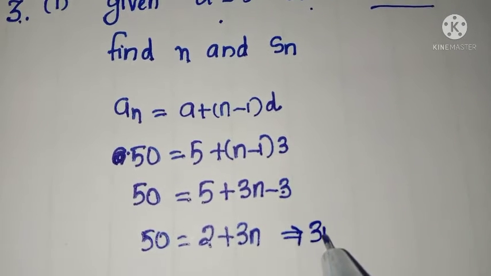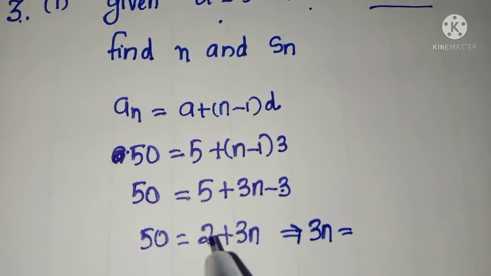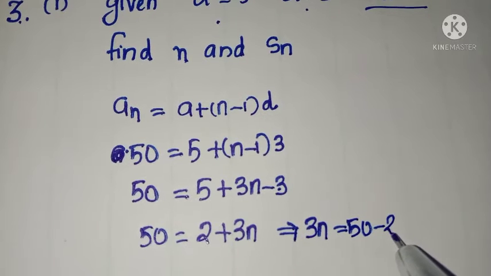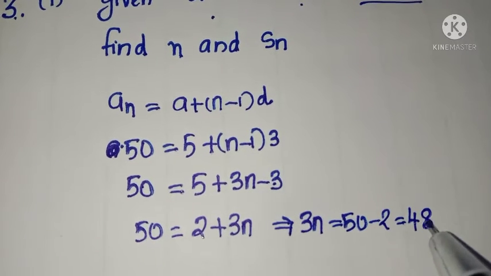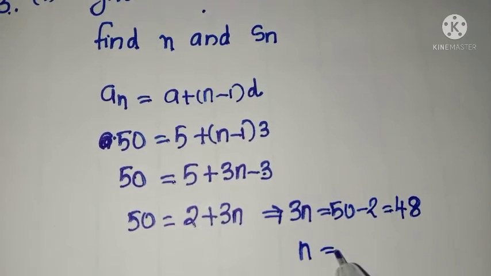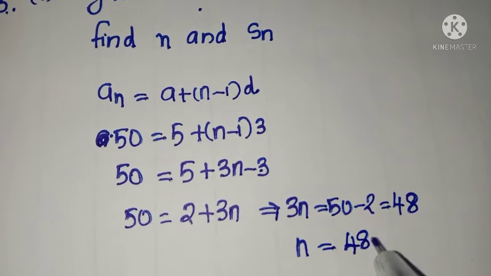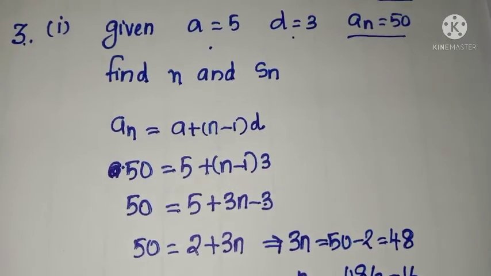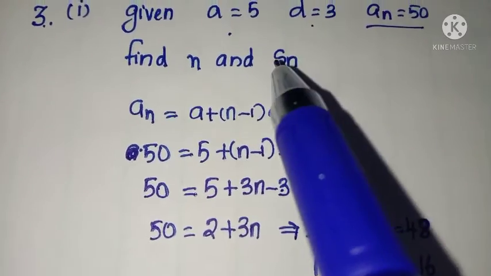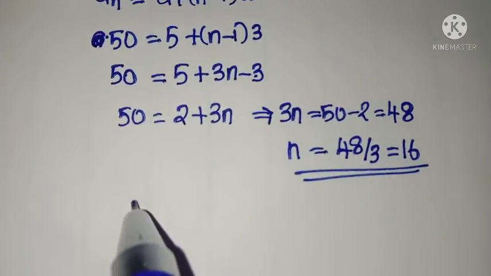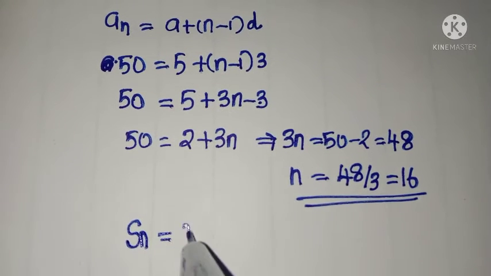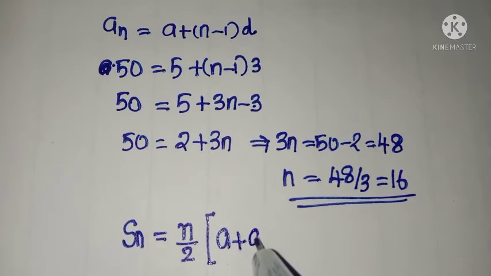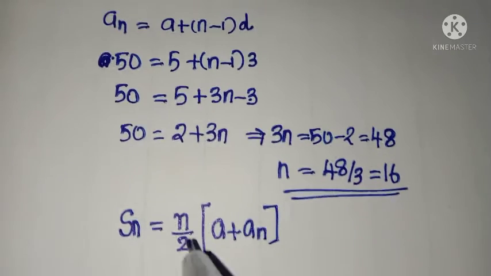From here we can write 3n. What is 3n? Take this 2 to left side. So 50 minus 2. 50 minus 2 is 48. From here n obtained as 48 by 3, that is 16. n equal to 16. Now find Sn. Sn is obtained by using the result n by 2 into a plus an, because here an is given.